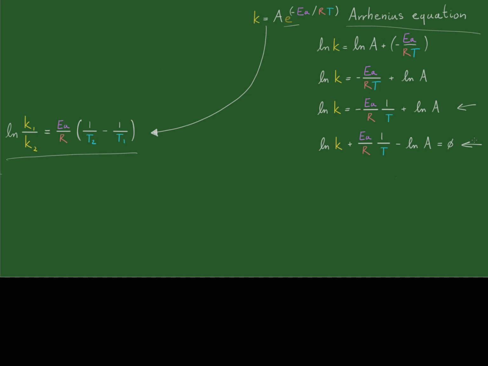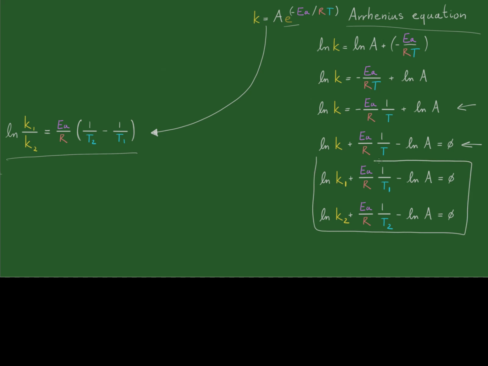Okay, now we get to the crux of the matter. This equation holds true for all of our experiments. That means if I have experiment 1, I can use the rate constant of experiment 1 and the temperature of experiment 1. But I can also do the same thing for experiment 2. I can plug in K2 and T2 into my formula. If you look closely, you will notice that both of these formulas equal 0.